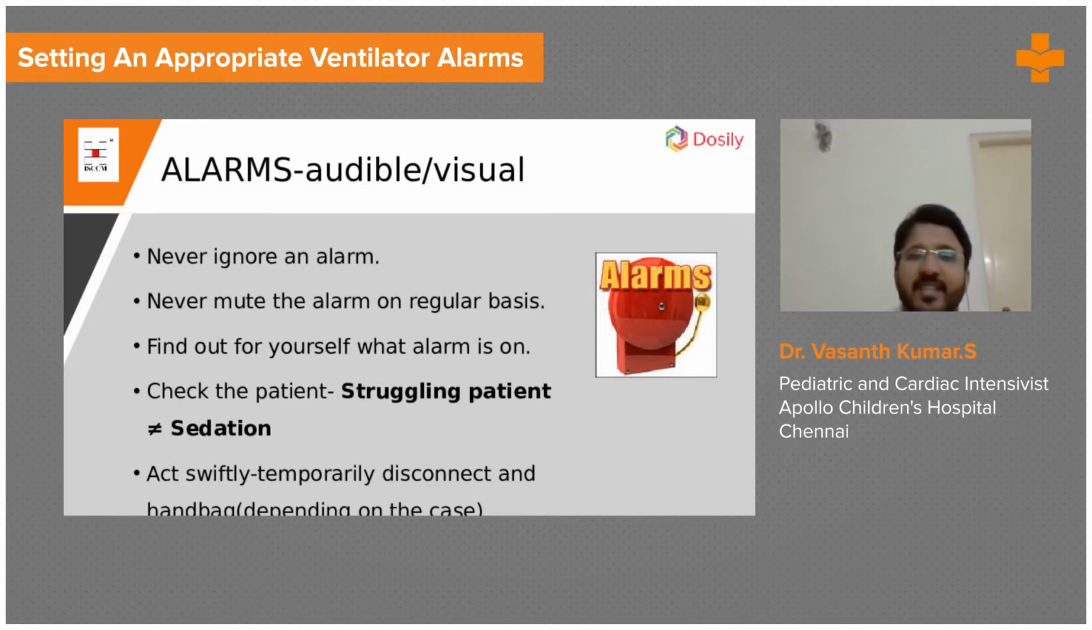Do not just give sedation to a struggling patient. Suppose the ET tube is blocked, he will try to convey that to you by struggling. If you miss that struggle and you give sedation, the partial tube block can become a complete tube block and the patient can arrest. So don't just give sedation for any struggling patient. Try to find the problem and act on it. Whenever you have a problem, do not hesitate to disconnect the patient from the ventilator and handbag him. Do not hesitate.